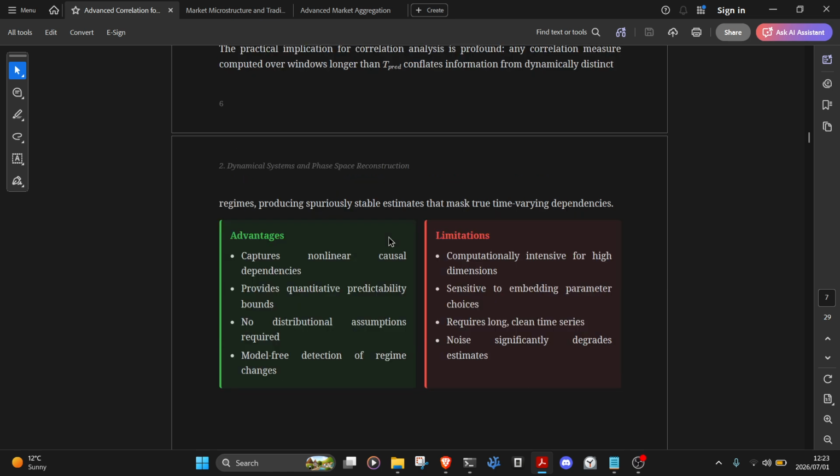The advantages: captures non-linear causal dependencies, provides quantitative predictability bounds, no distributional assumptions required, model-free detection of regime changes. The limitations: computationally intensive for high dimensions, sensitive to embedding parameter choices, requires long clean time series, noise significantly degrades estimates. And that's about it for today.